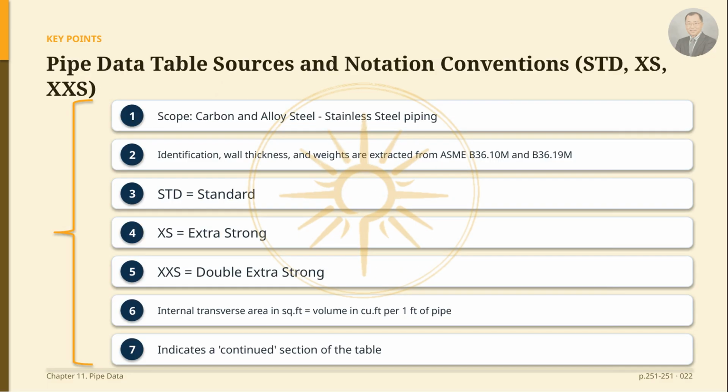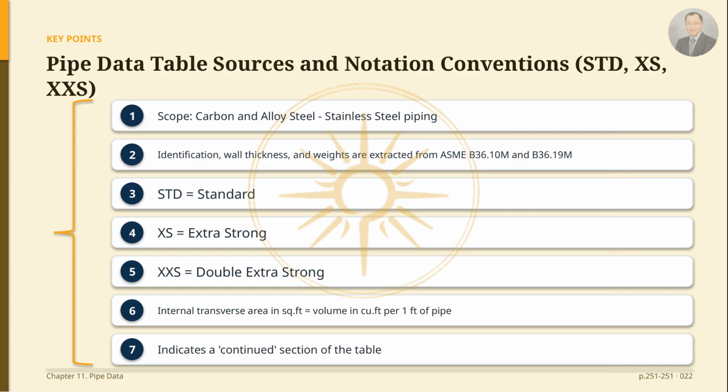This section covers the sources and notation conventions for the piping data table. The table covers carbon steel, alloy steel, and stainless steel piping. The identification information, wall thickness, and weight values listed are extracted from the ASME B36.10 and B36.19 standards. To summarize the abbreviations, STD stands for standard, XS for extra strong, and XXS for double extra strong pipe. Also, remember that the transverse internal area value expressed in square feet is exactly the same as the volume in cubic feet per foot of pipe.